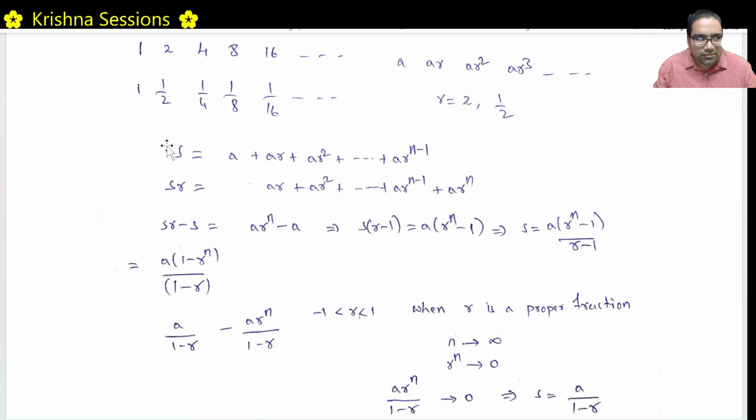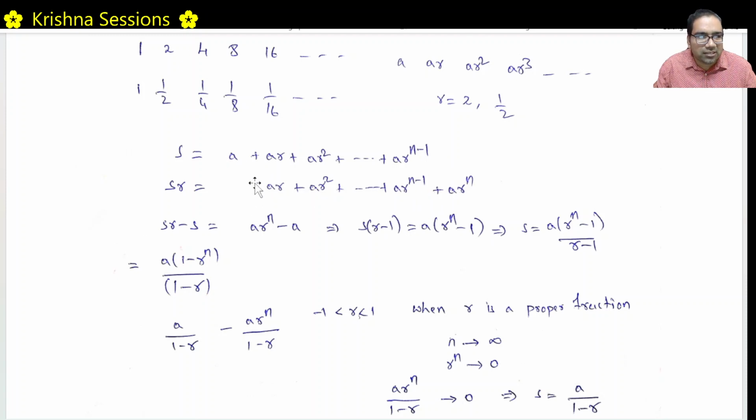This is the sum s. Let's do a simple thing: let's multiply with r. S into r, what will it become? A into r will become ar, ar into r will become ar square, ar square into r will become ar cube, and this final nth term, ar power n minus 1 into r, will become ar power n. Similarly, ar power n minus 2 will become ar power n minus 1. Here there are n terms, and in this line also there are n terms.